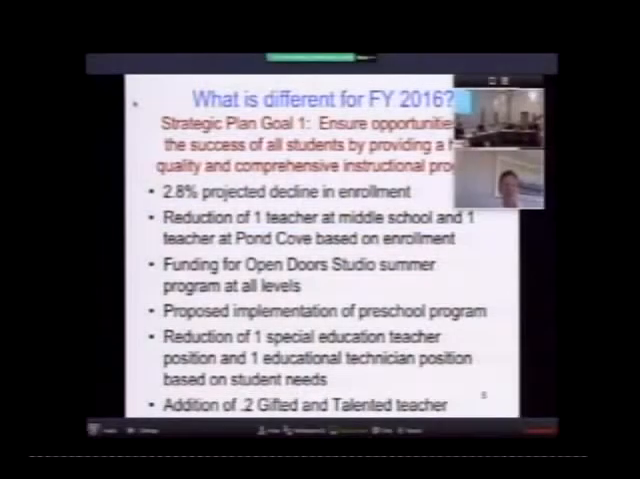Our FY16 budget also includes the addition of a 0.2, or one day a week, gifted and talented teacher. As you're aware, when we started the program this year, we have been using consultant services for that program. Essentially, we will have a teacher available to us 4 to 5 days a month to be able to consult in classrooms and support teachers in developing instructional programs and utilizing instructional strategies that will best benefit those learners in their classrooms.